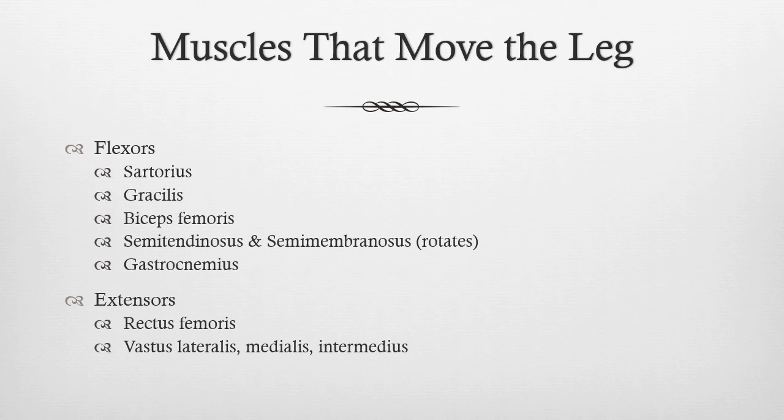So for flexors of the lower leg, we have muscles that work for the ankle and for the knee. For the ankle, we have gastrocnemius as well as soleus. For flexion of the knee, we have sartorius, gracilis, biceps femoris, semitendinosus, and semimembranosus. For extension of the knee, we have our vastus muscles and rectus femoris.